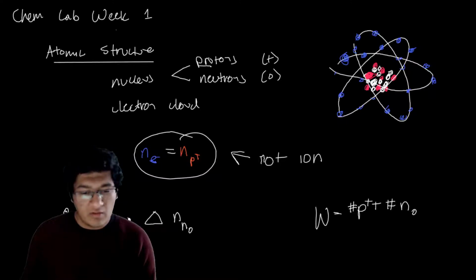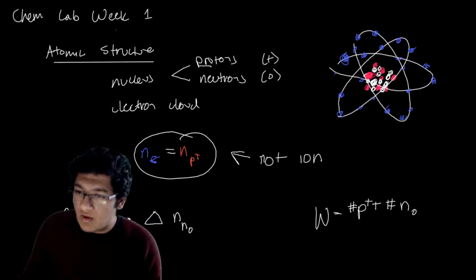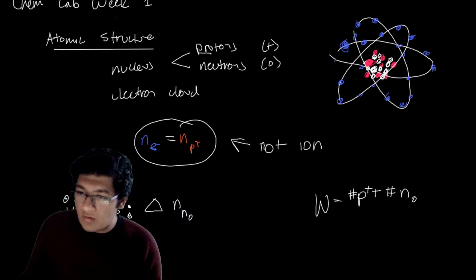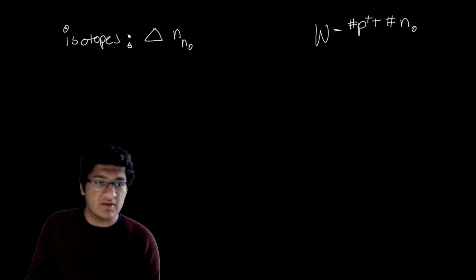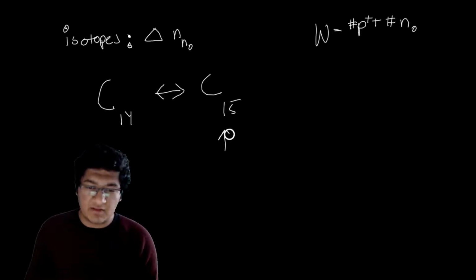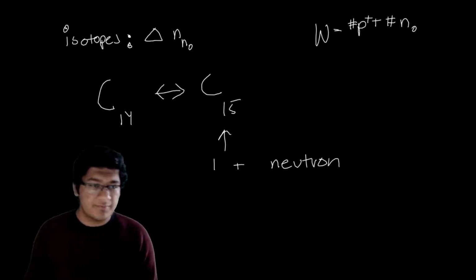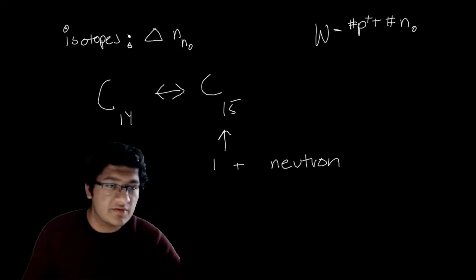For example, something that many of you may have learned about is the carbon isotope. Carbon is a very interesting element in that it can be present in multiple different types of isotopes. The most common is the difference between carbon-14 and carbon-15. This mainly means that there's one more neutron. Okay, so now I'll just clear the board.